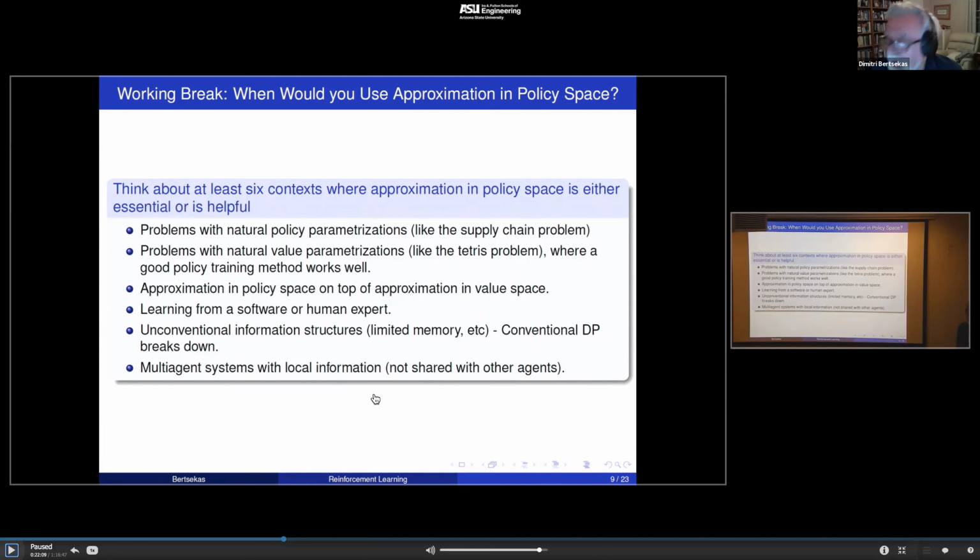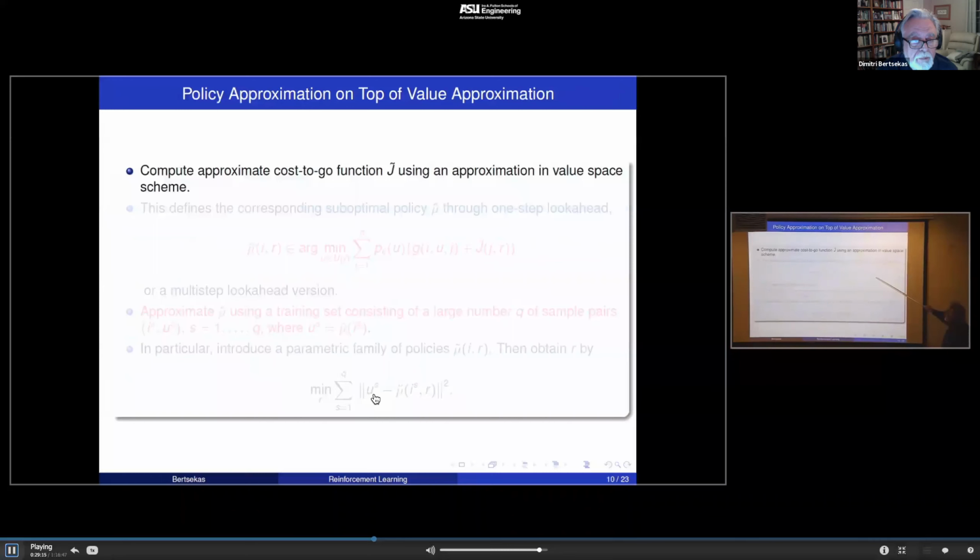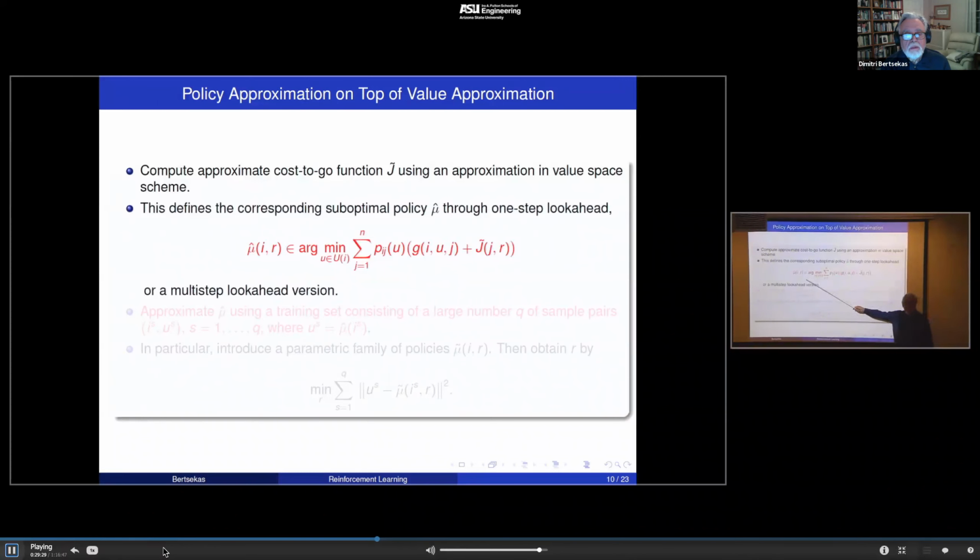We have discussed the first two, policy approximation on top of value approximation. Okay, suppose that we use some kind of a training method in value space, and we obtain some J tilde. Then this defines a policy, right? On the other hand, this policy may be hard to implement because you may need here the model of the system, transition probabilities, a minimization online, and so on. Approximation in policy space helps to circumvent these difficulties.